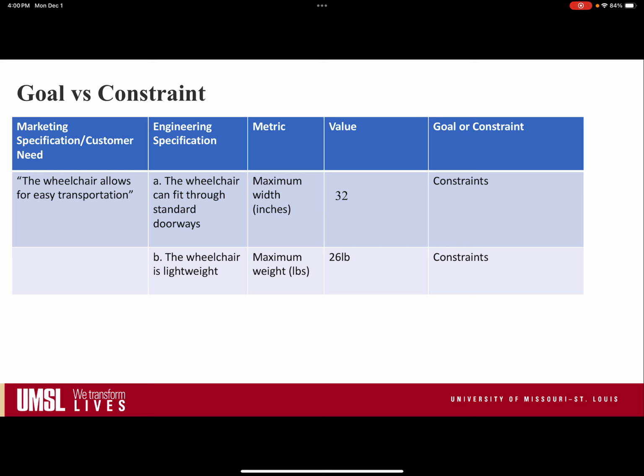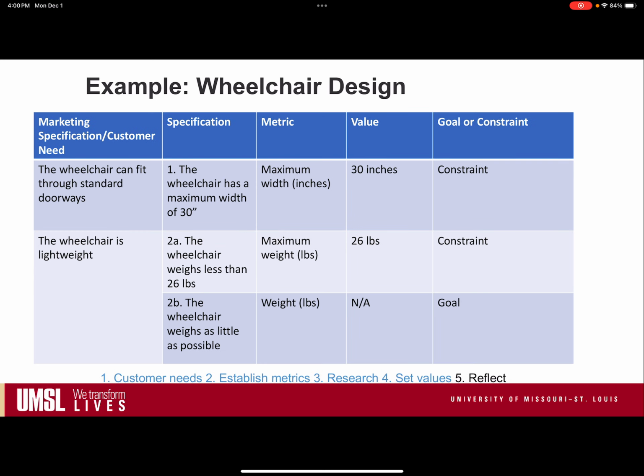And the weight is also a constraint. We don't want to be the heaviest of all. But also it could be a goal as well. We don't want to be heavier than 26, but it could be as light as possible. So this is the one that is both a constraint and a goal.